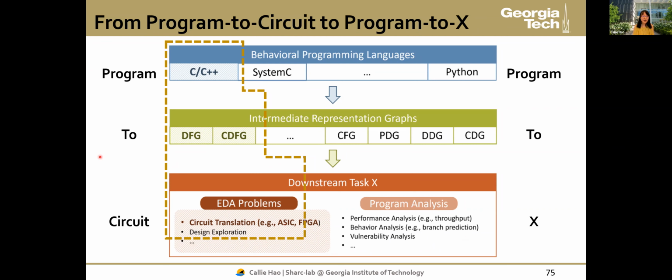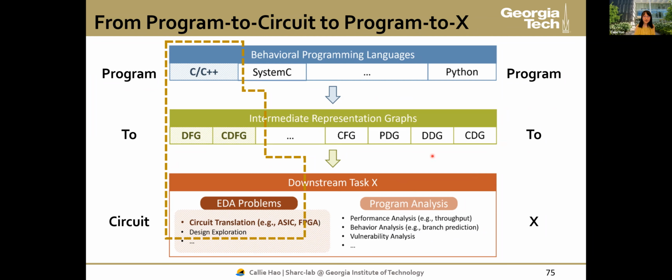But we believe there is a whole family of program to X, whatever this X is, and here we already see some existing works. They use IRs in different formats to perform performance analysis, behavior analysis like branch prediction, and software vulnerability analysis, just from these IR graphs.